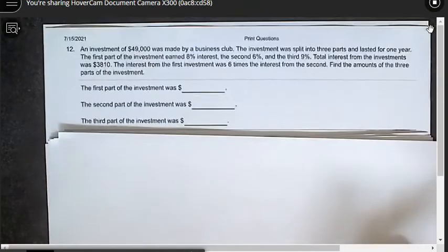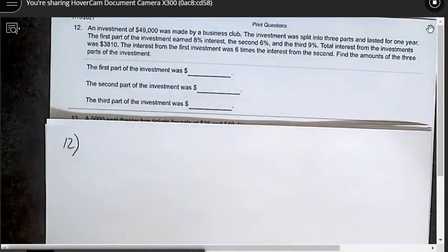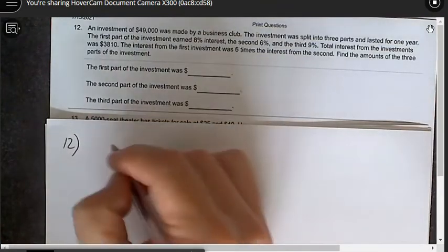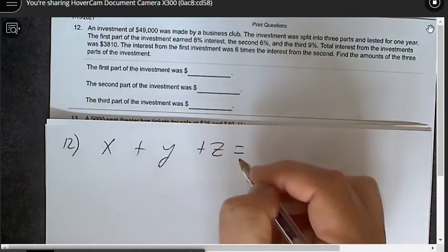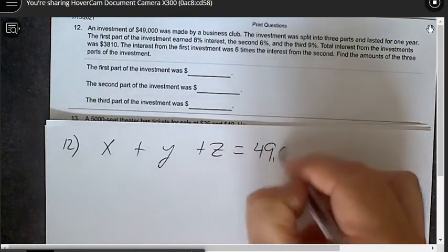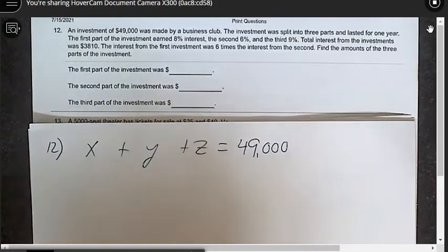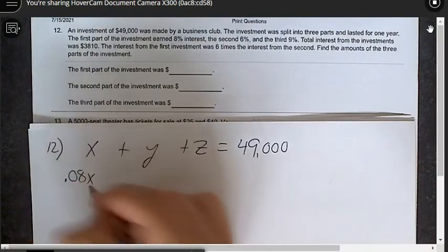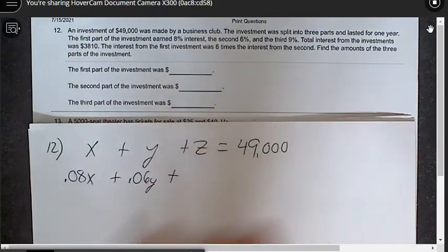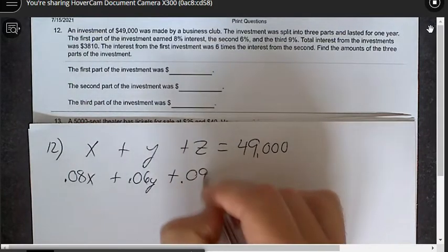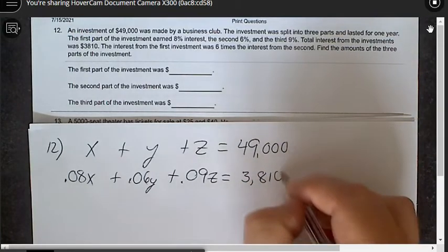All right, so reading through everything that's here for number 12. We've got 3 investments, X, Y, and Z, that we have $49,000 to put into those investments. The first one was 8%. The second one was 6%. And the third one was at 9%. And the money that's going to be made off of those would be $3,810.